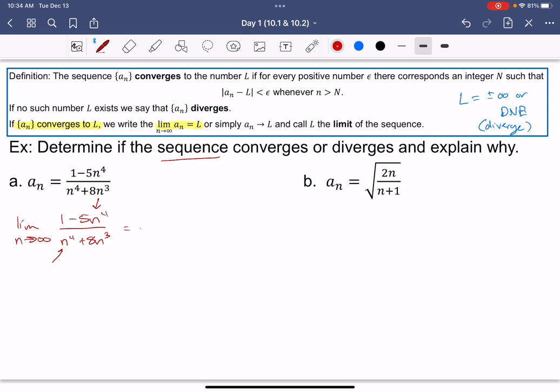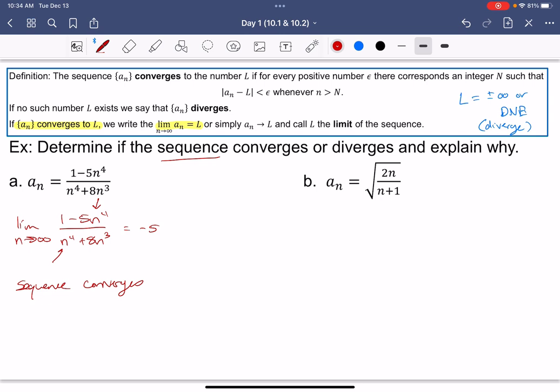So in this case, your answer would be -5. Since this is a number, and it's not infinity, not negative infinity, and not does not exist, this means that your sequence converges. Sorry for the bad handwriting there. I don't need a full-on paragraph explaining why. As long as you show me the reason why, which is showing me the infinite limit, that's enough to show me that it converges. Let's look at part B.